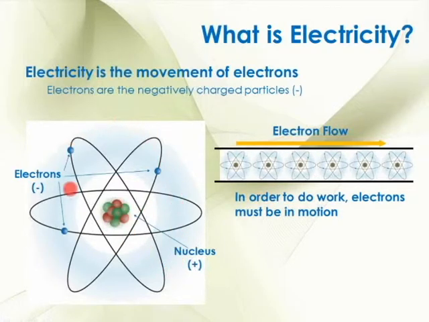It has protons in there that are positively charged. And then outside that nucleus, we have electrons basically spinning around the outside of the atom. Those electrons are negatively charged, and those electrons are what create electricity. The electrons moving from one particle to the next is actually electricity. So basically, electrons in motion is electricity.